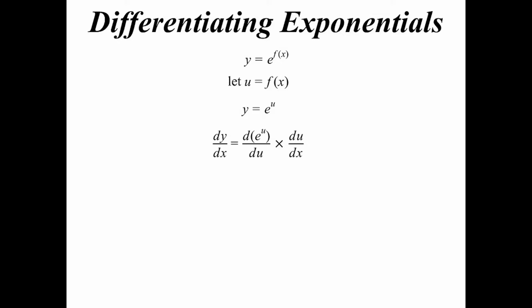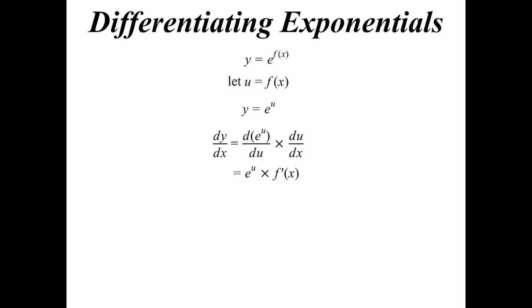Now, we saw the other day that the derivative of just e to the x with respect to x was e to the x. So logically, the derivative of e to the u with respect to u is e to the u. It's just a different pronumeral. And then we're going to multiply that by du dx. Well, du dx would just be the derivative of function x. And so there's our formula.